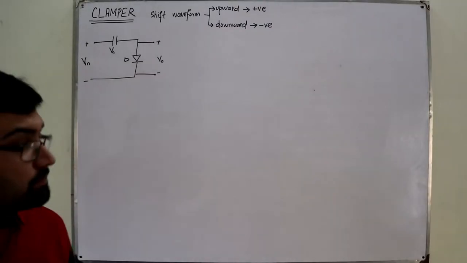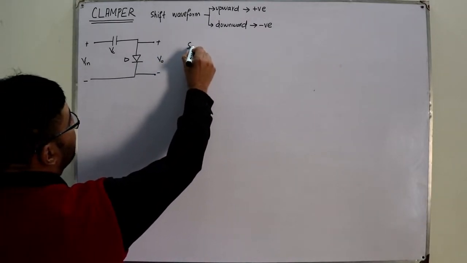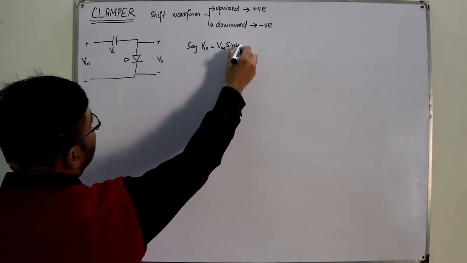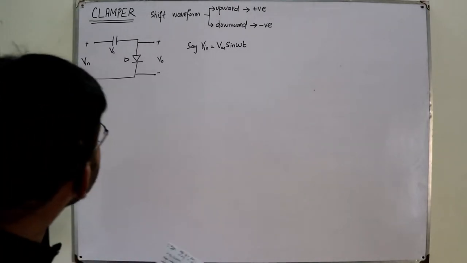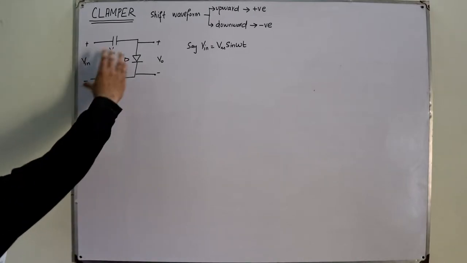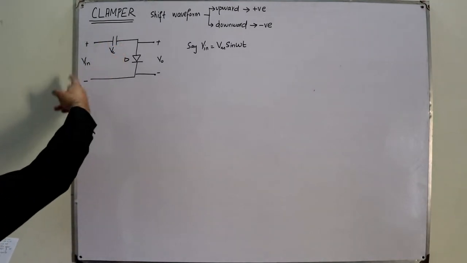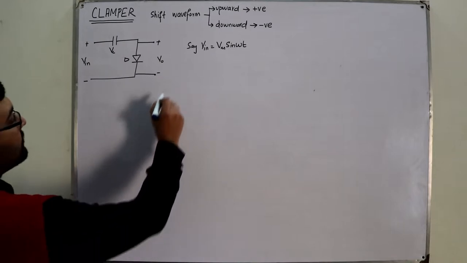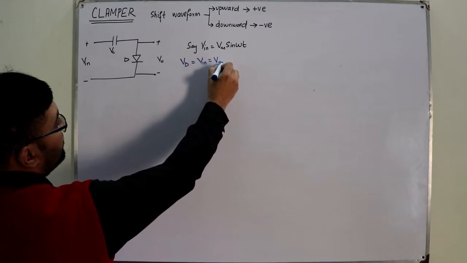Okay, so let's start our analysis. Considering that our input voltage is a sinusoid, say Vm sine omega t. Now have a look, you could directly say that the diode is shorted out in the positive cycle because of the reference polarity, plus current to P, minus current to N. So the diode is shorted. The voltage across the diode is directly equal to the input voltage. So Vd is equal to the input voltage, which is equal to Vm sine omega t.